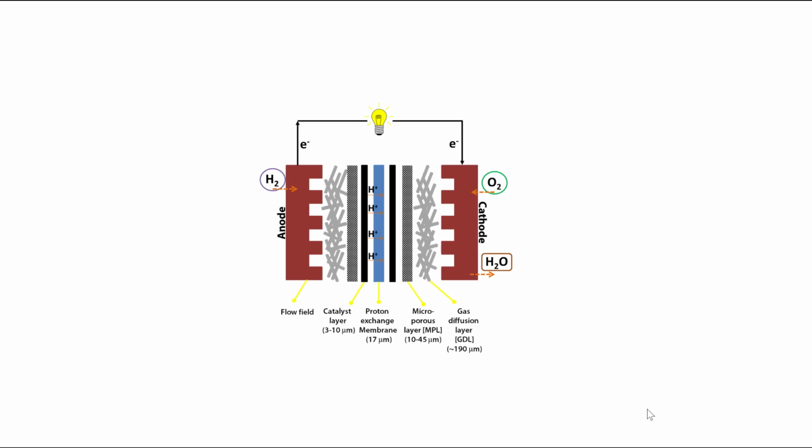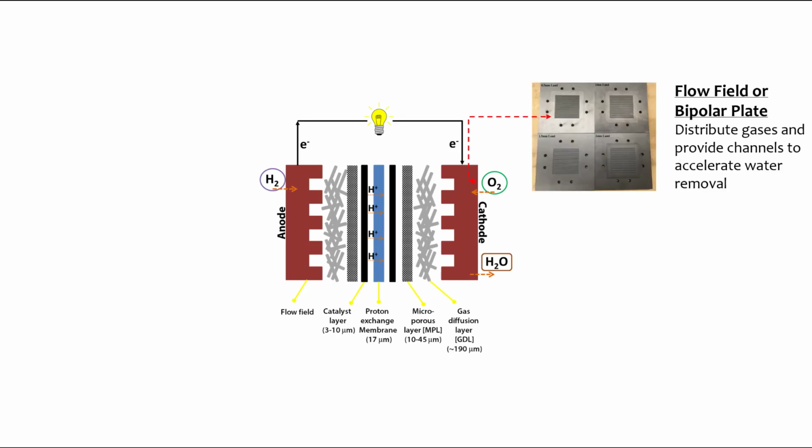Now let's look at the components that make up a fuel cell. A fuel cell is a device with multi-layer components, like a sandwich. At the outer layer, we have a couple of flow fields or bipolar plates made of graphite, one on the anode and the other on the cathode. These flow fields distribute gases and provide channels to accelerate water removal.